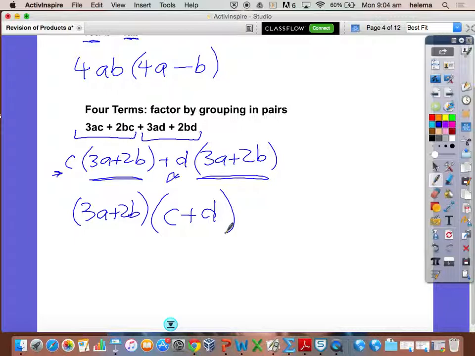When you've got products, something times something, 2 times 3 is the same as 3 times 2. Same thing. So whether this bracket's first or this bracket's first doesn't matter. Okay?